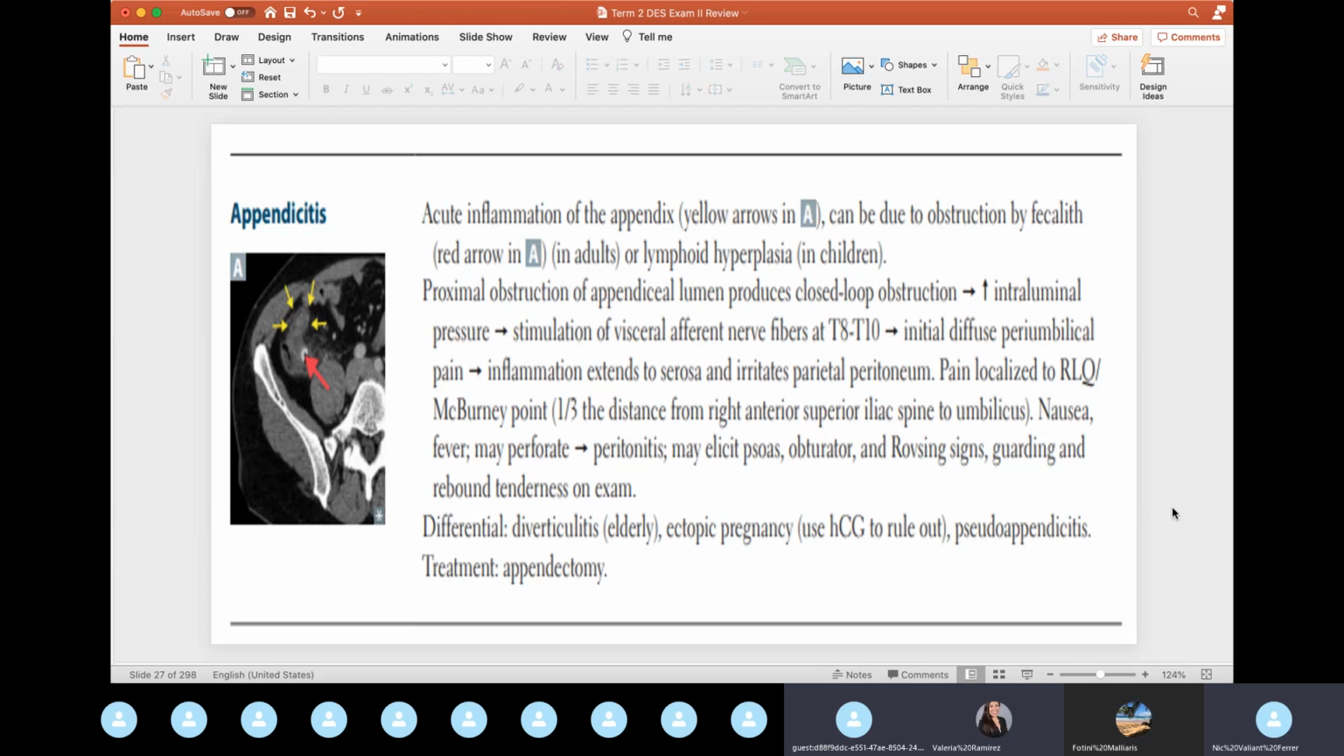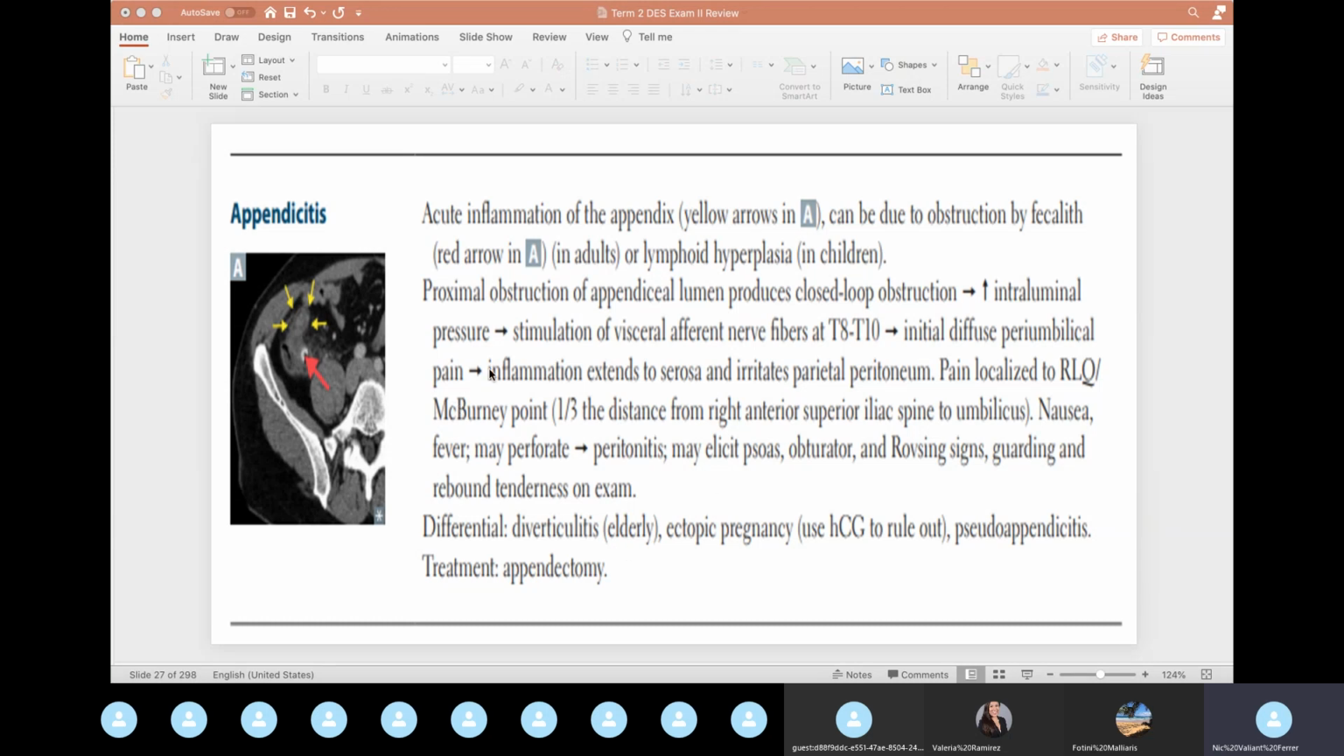Would it be the parietal peritoneum? Excellent. When it touches your parietal peritoneum, remember, if you have an obstruction, it increases the intraluminal pressure. So it stimulates your T8 and T10 visceral afferent nerve fibers, which causes periumbilical pain at first. However, the inflammation then extends to your serosa, and then it irritates your parietal peritoneum. That's why the pain is going to be localized to the right lower quadrant, or McBurney's point.